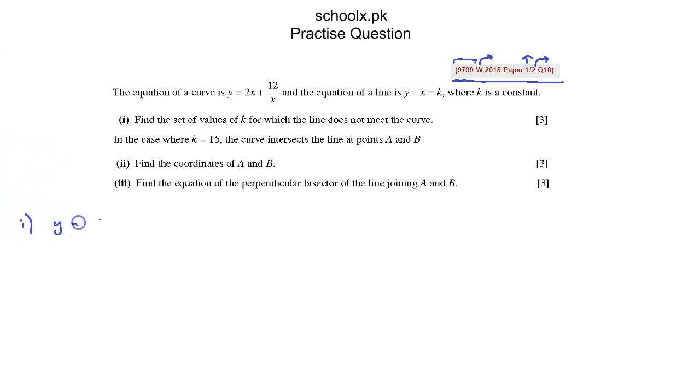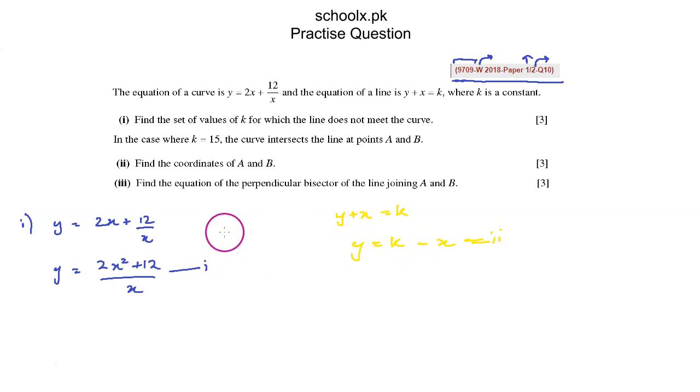So y equals 2x plus 12 over x is the curve. So this is actually 2x squared plus 12 over x. This is part 1, equation 1. The other one is y plus x equals k. So making y the subject, y equals k minus x. That's equation number 2. Right? Now we'll equate 1 and 2. We'll get k minus x equals 2x squared plus 12 over x.